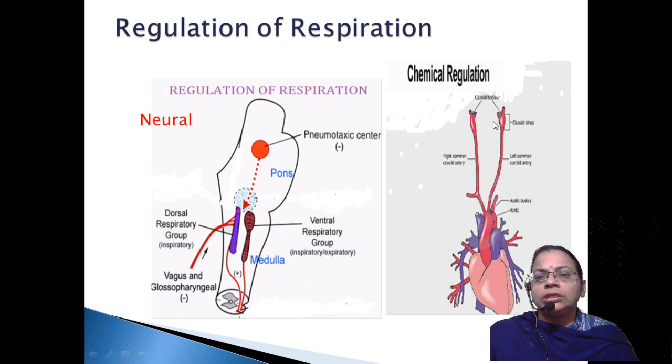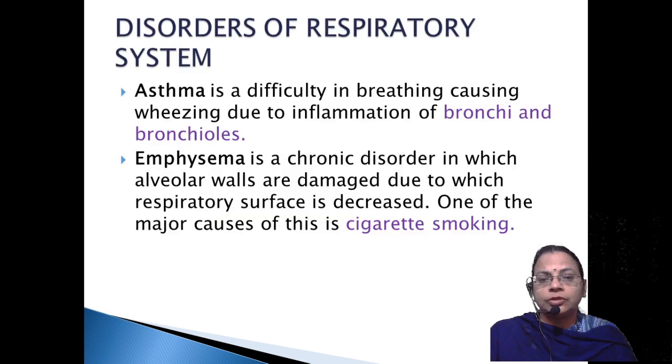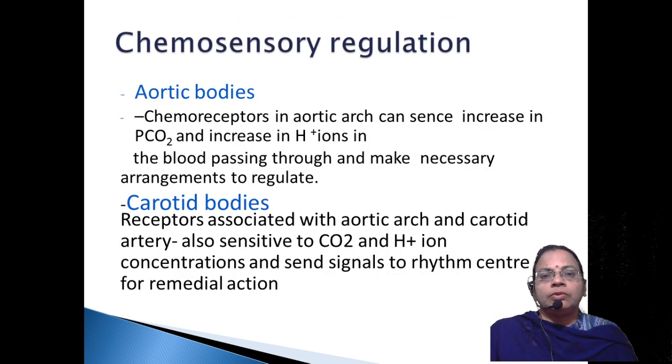Here we can see the receptors can check only the partial pressure and the amount of carbon dioxide as well as the H plus ions. In the regulation part, there is no special role for oxygen. Whether the oxygen is high or not, these receptors cannot detect it. They detect only the amount of carbon dioxide as well as the H plus ion. So oxygen does not have any regulatory role in the regulation of respiration. So this one we will read again.